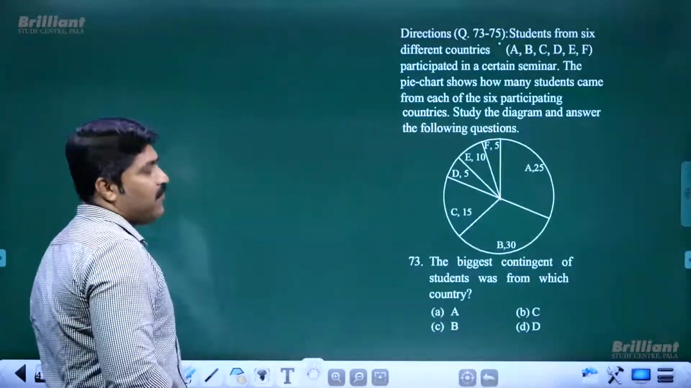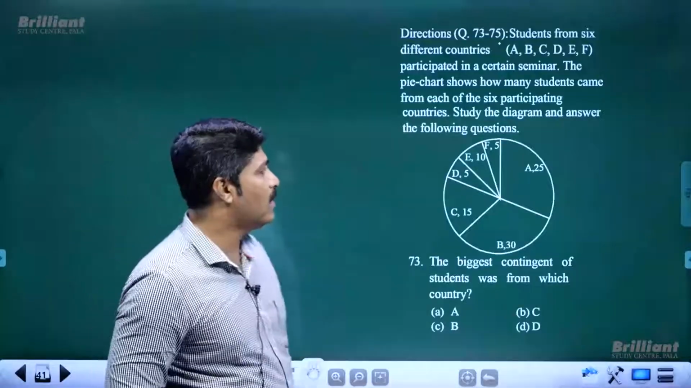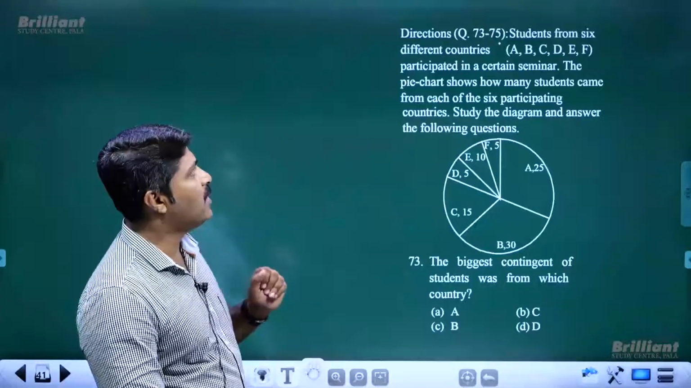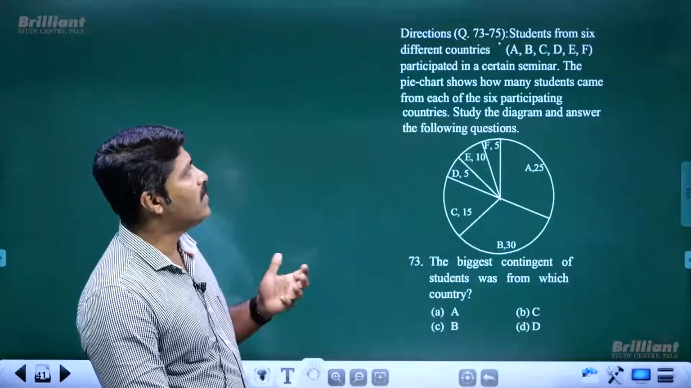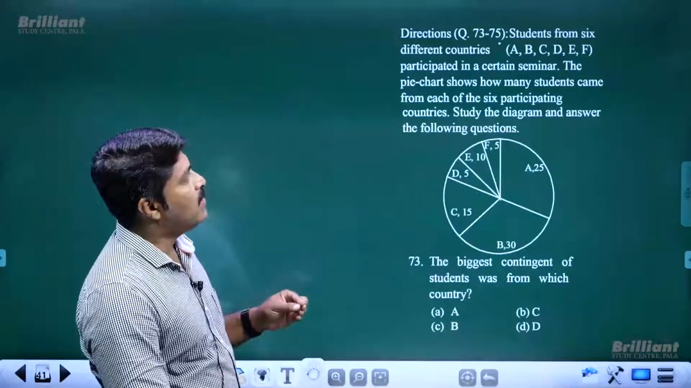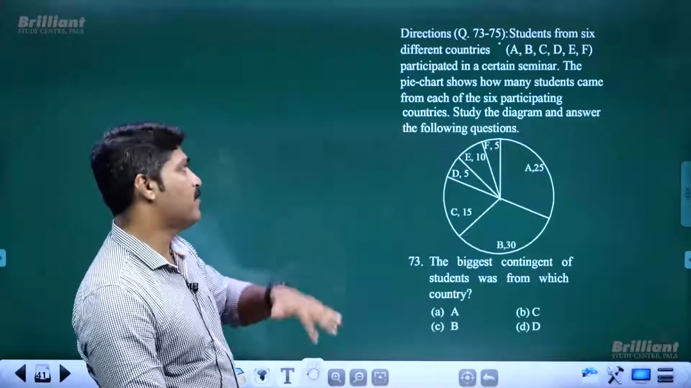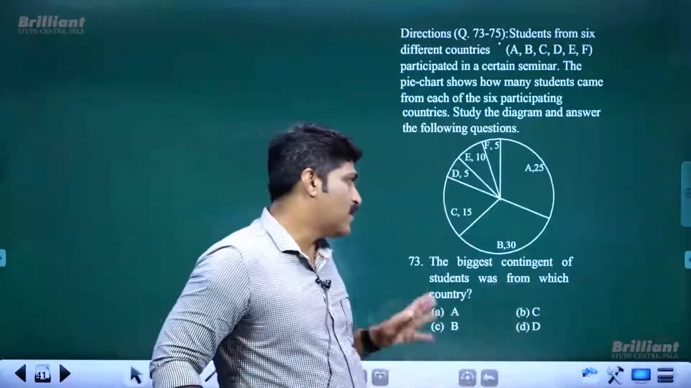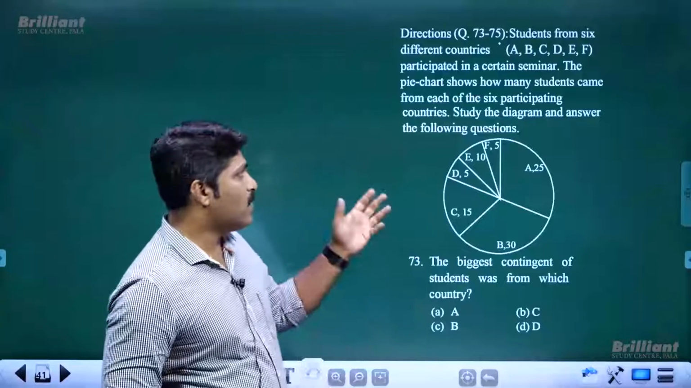And we are considering the final set of questions here. That's a question on data interpretation. Here it's data which contains students from 6 different countries, A, B, C, D, E, F, who participated in a certain seminar. The pie chart shows the number of students from the 6 different countries. These all are numbers of students. You just simply observe what the total number of students is here.